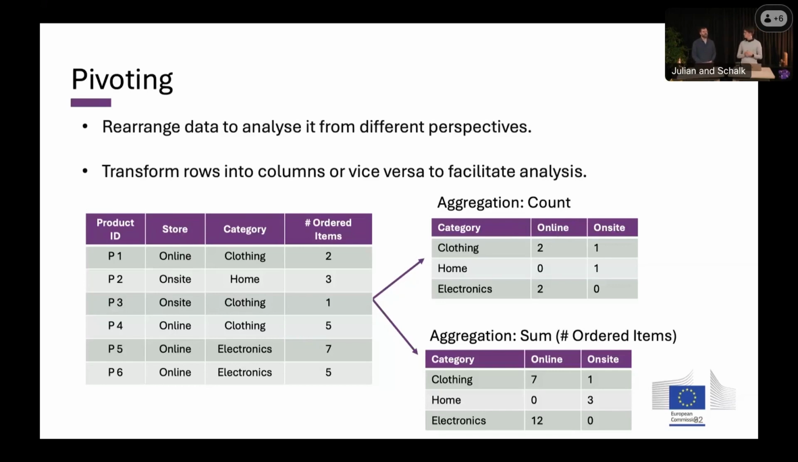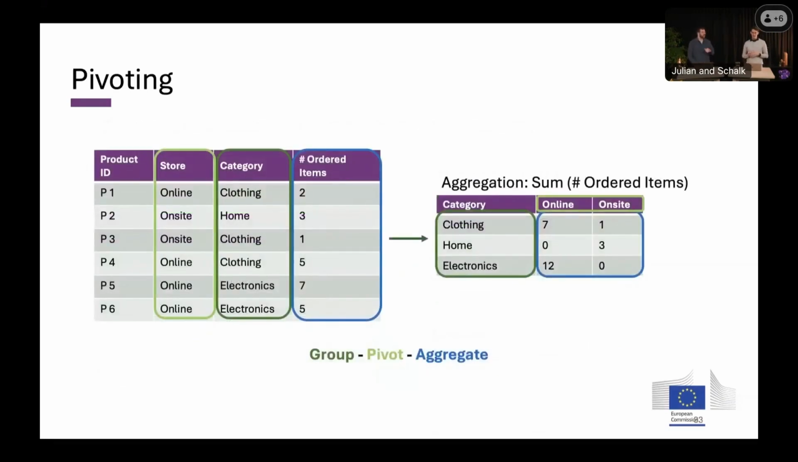You want to know, was the clothing bought, the items bought, in the online or the offline store. You just want to break that into more detail. Now, again, let's repeat the process.